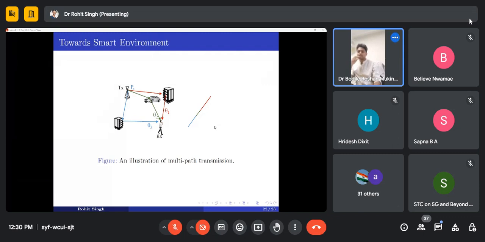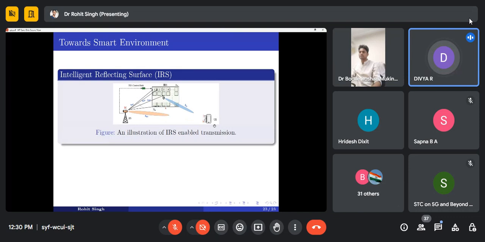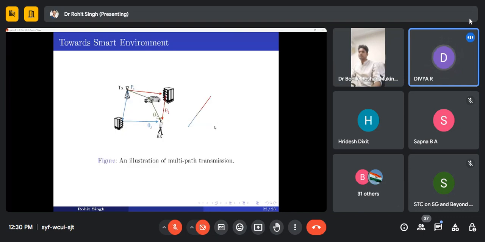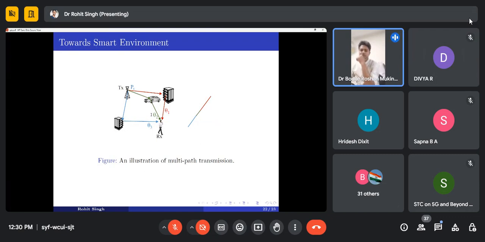So any doubt with this? Sir, is it similar to reconfigurable intelligent surfaces? Yeah, this is the same discussion.